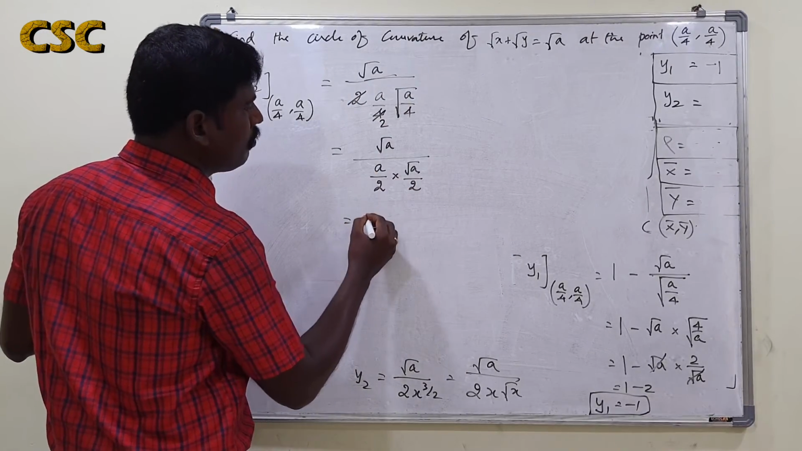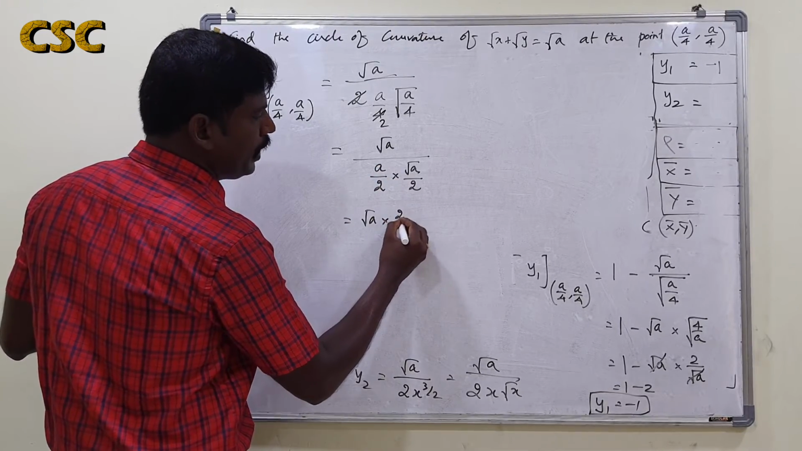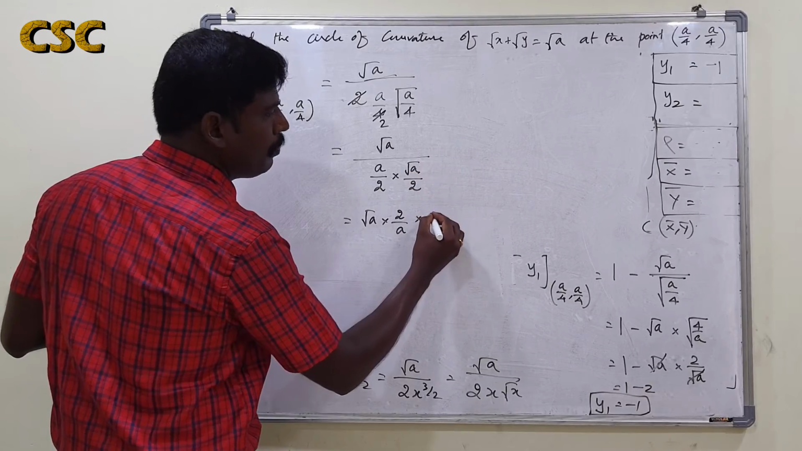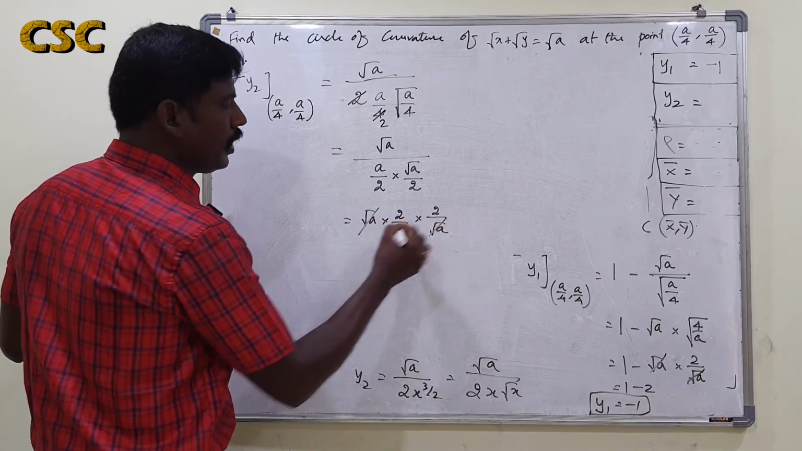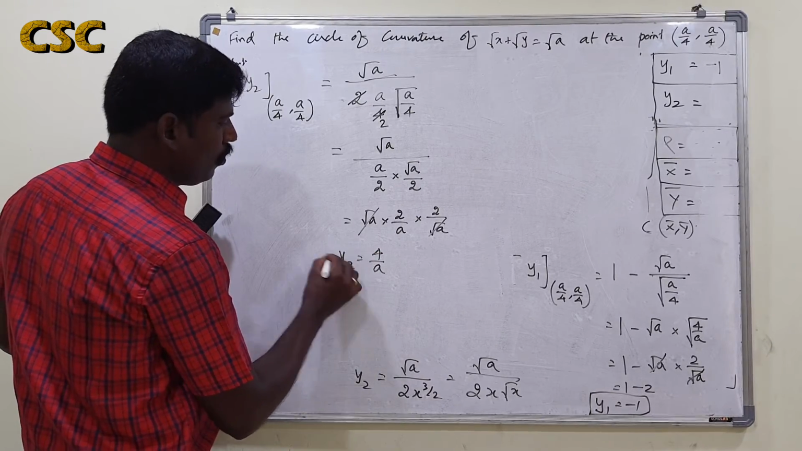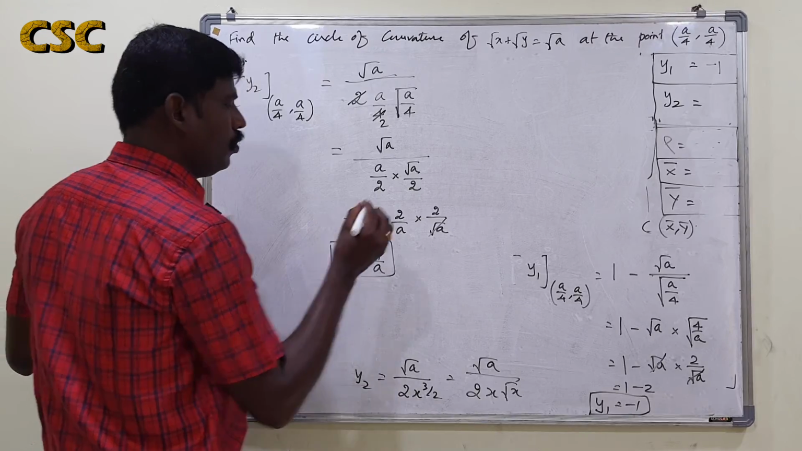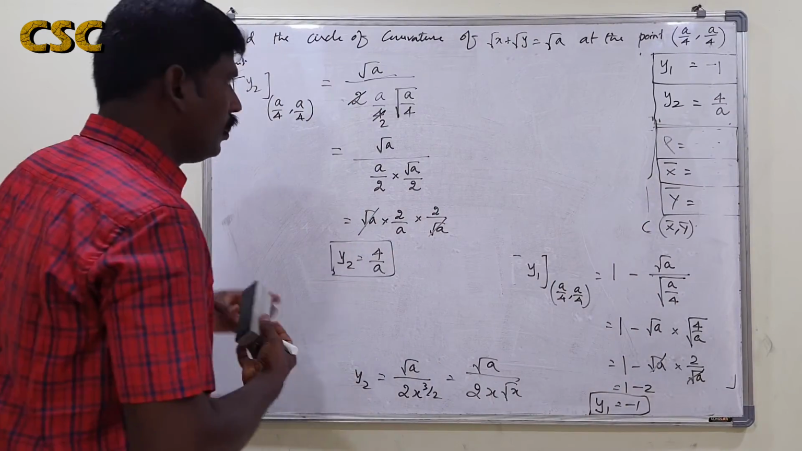Taking reciprocal multiplication, root a into a by 2 becomes 2 by a, and then this root a by 2 becomes 2 by root a. So this root a cancels as well. So 4 by a is the value of y2. And 4 by a. Right? That's all.